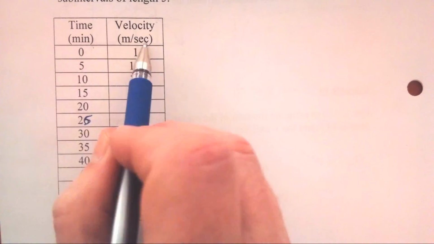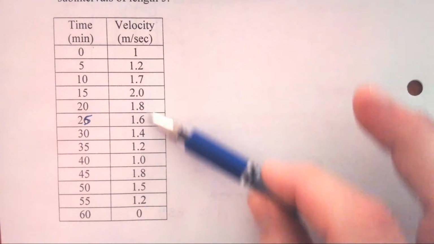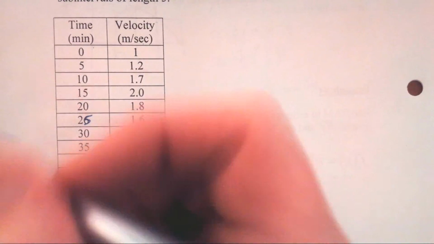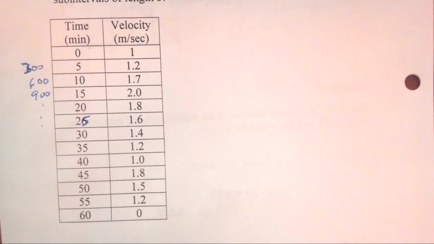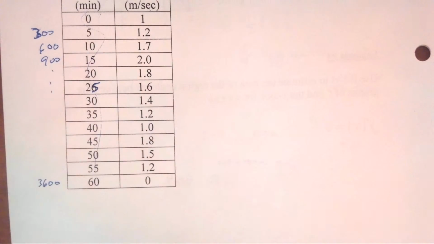Now I got conflicting values here. So I either need to convert this into meters per minute, or this into seconds. So I'm going to convert this into seconds. This would be 300, 600, 900, etc., down to 3600. So I might want to use those values.